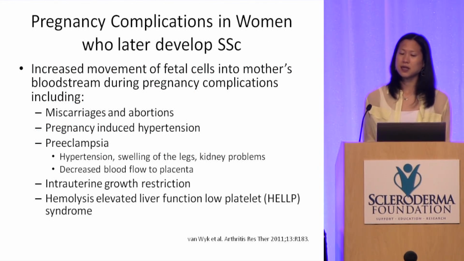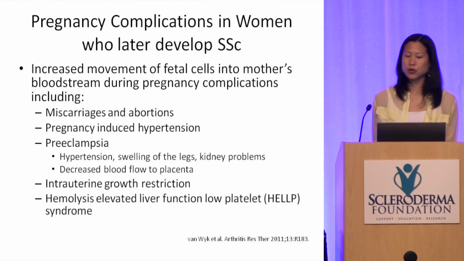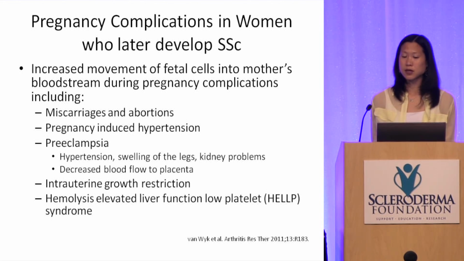And finally, pregnancy complications in women occur more in patients who later develop scleroderma. During pregnancy complications, there's increased movement of fetal cells into the mother's circulation, including during miscarriages and abortions, during pregnancy-induced hypertension, preeclampsia, intrauterine growth restriction, and in the syndrome called HELLP syndrome, or hemolysis, elevated liver function, and low platelets.